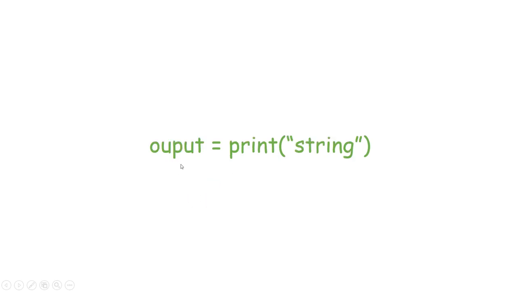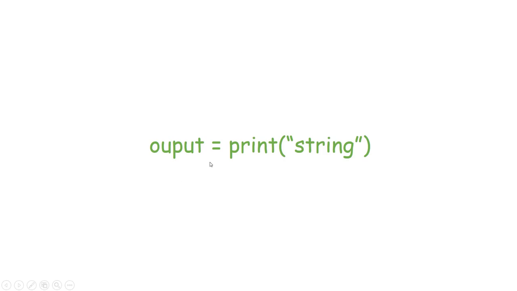For example, we have a function called print. It takes a string as input and gives us that string on our display screen as output. Print is itself a function, so it takes an input and gives us an output. We have another function, range.